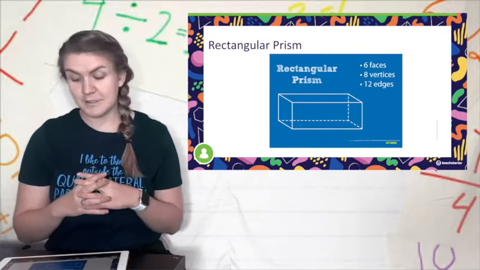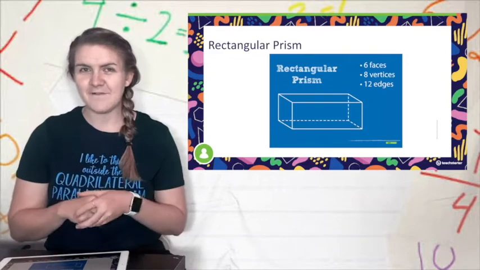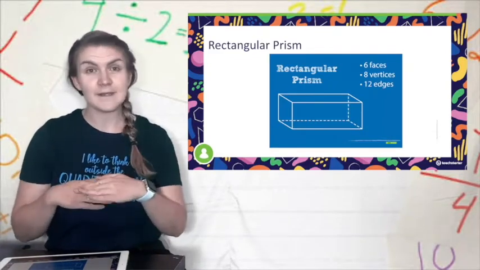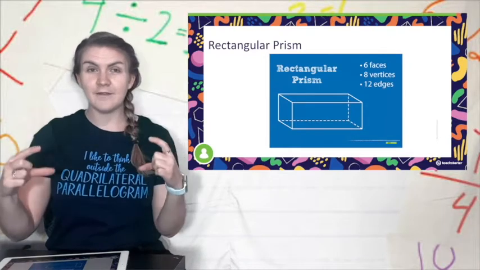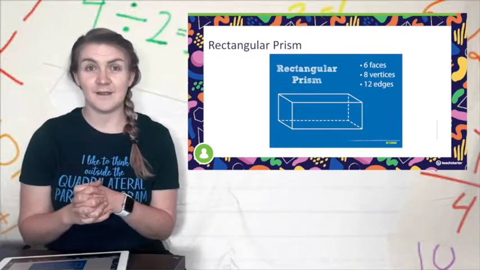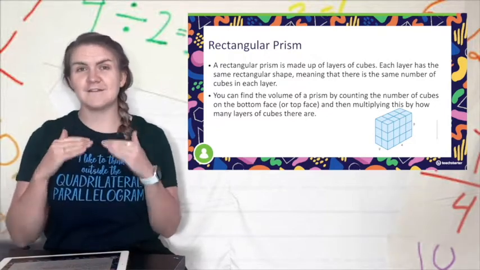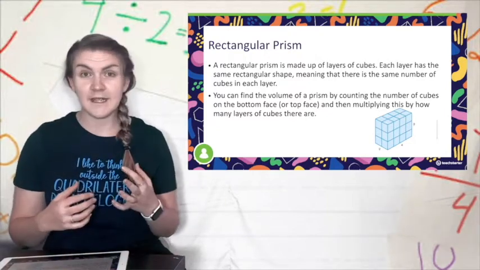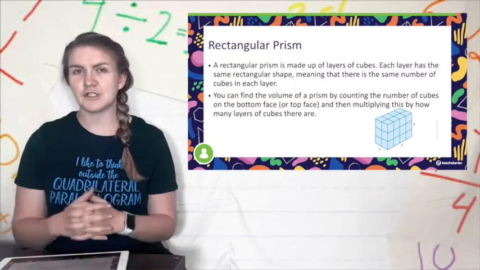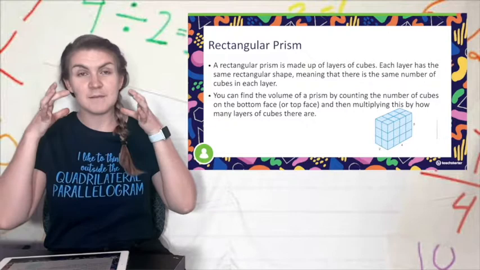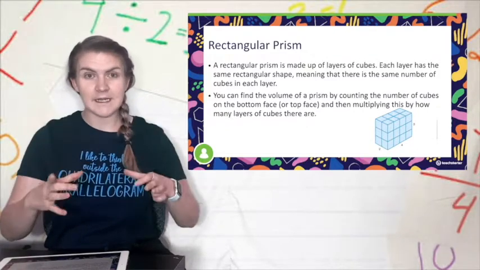A rectangular prism has 6 faces, 8 vertices, and 12 edges. And we can see from this picture that it's a rectangle, and then other rectangles creating the height on the side to make it a box. A rectangular prism is made up of layers of cubes. Each layer has the same rectangular shape, which means there's the same amount of cubes in each layer.